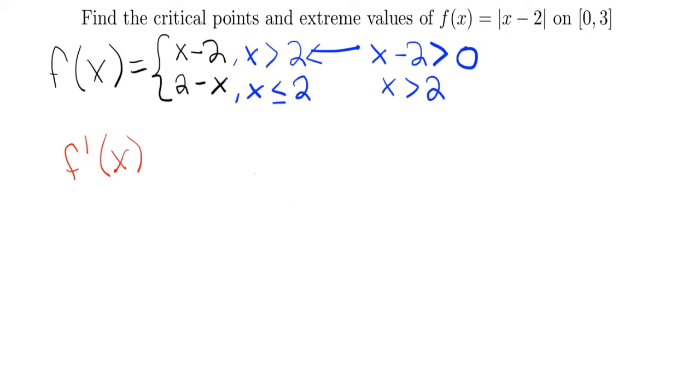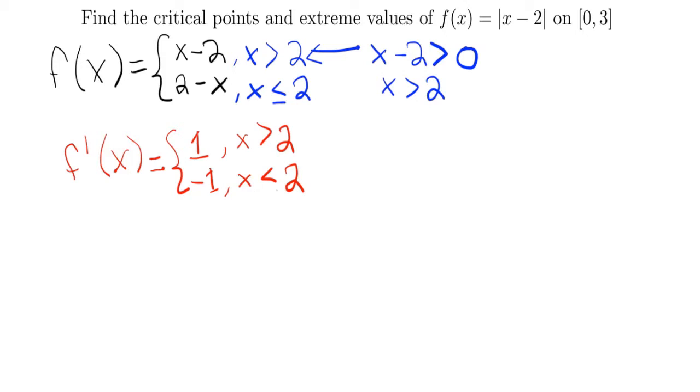Okay, now the derivative is also a piecewise function. And then you just get the derivative of each one. So the derivative of this guy is 1 when x is greater than 2. And the derivative of this part is negative 1 when x is less than 2.